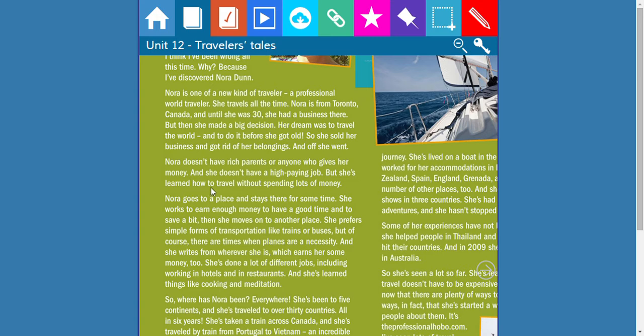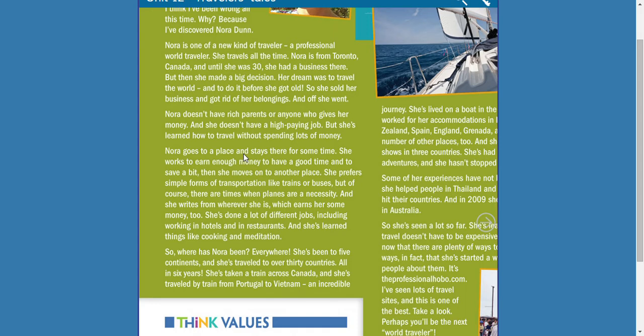But she's learned how to travel without spending a lot of money. Nora goes to places and stays there for some time. She works to earn enough money to have a good time and to save a bit. Then she moves to another place. She prefers simple forms of transportation like trains or buses.